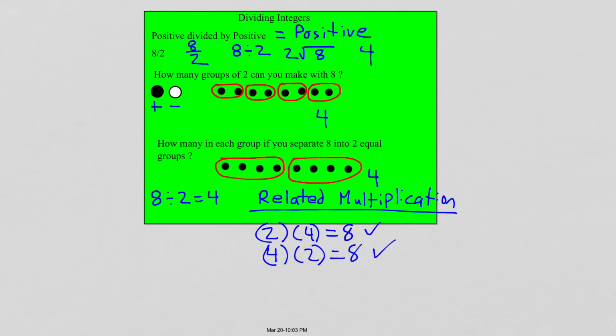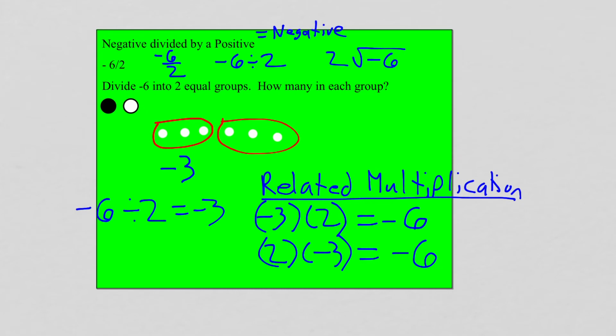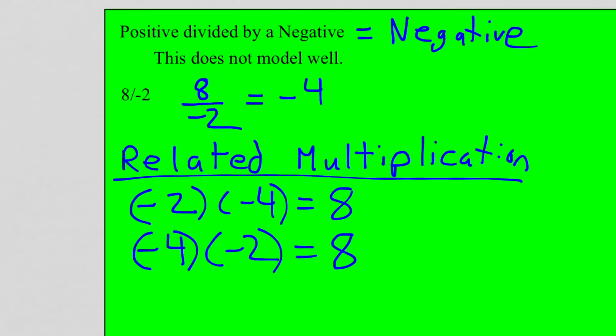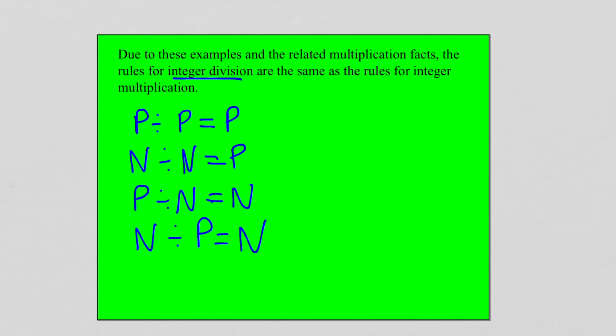So we established that a positive divided by a positive is a positive. A negative divided by a positive is a negative. A positive divided by a negative is a negative. A negative divided by a negative is a positive. And so we established that the rules for integer division are the same as the rules for integer multiplication. If the signs are the same, it's positive, like in these two right here. Same signs, it's positive, like a positive and a positive, or a negative and a negative.